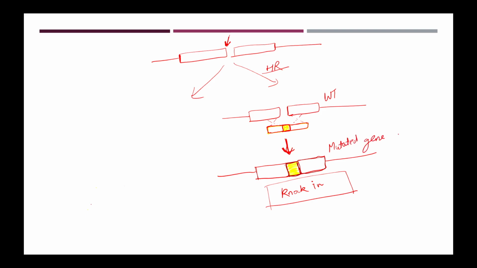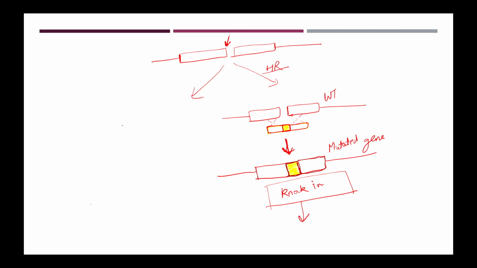Okay, it is a mutated gene. So now your gene of interest is mutated. You can study the consequences of this mutation on survival or in any pathway. You can study the phenotypes. So this is how you can exploit the double strand break.